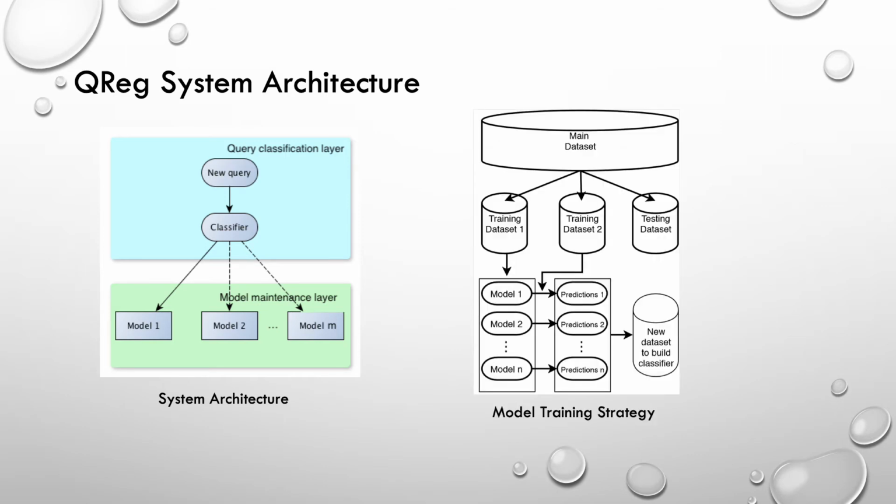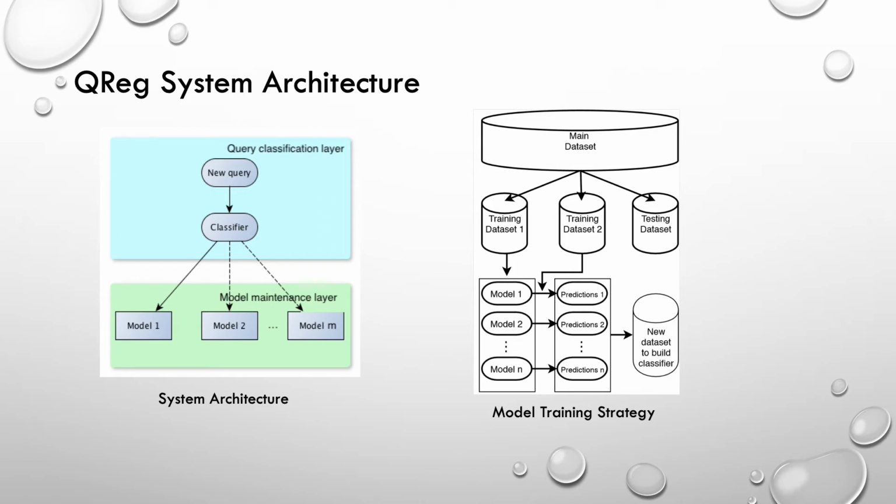To train QReg, the dataset is partitioned into three subsets: training dataset 1, training dataset 2, and the testing dataset. Training dataset 1 is used to train the base regression models, like linear regression, polynomial regression, and decision tree regression. And training dataset 2 is used to train the classifier. The testing dataset is used to evaluate the accuracy of QReg.